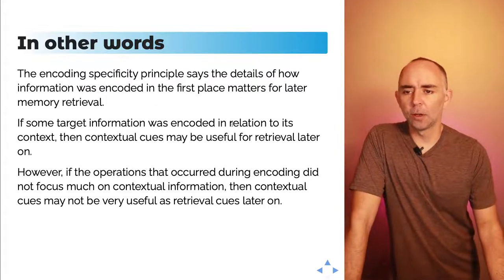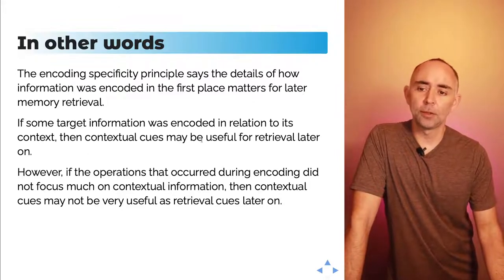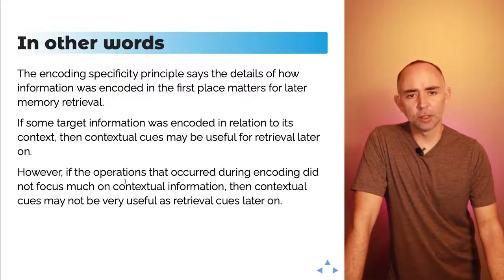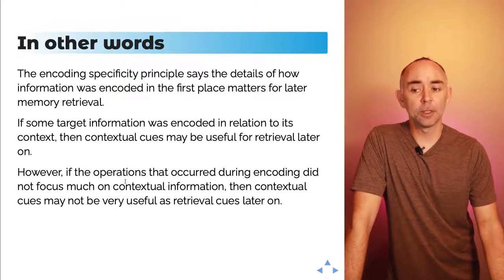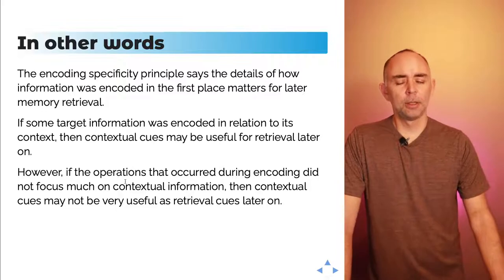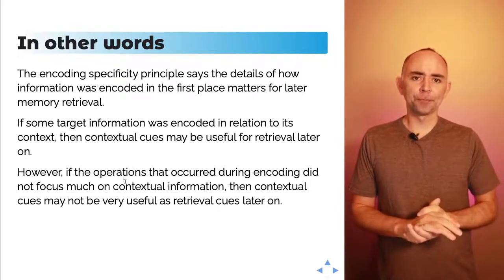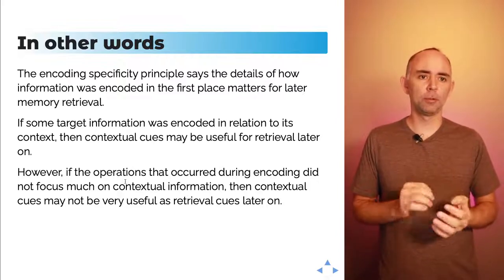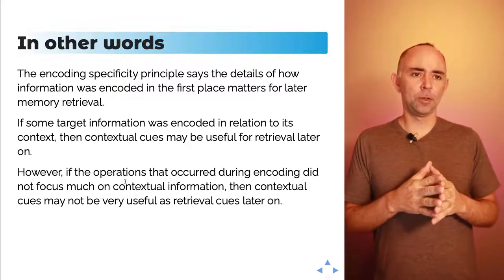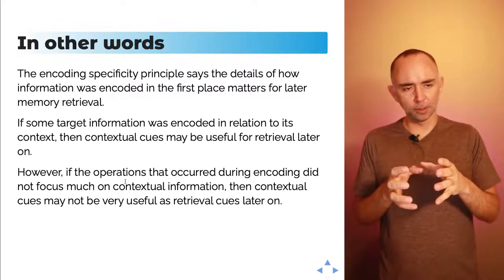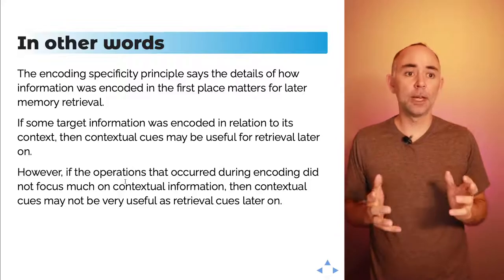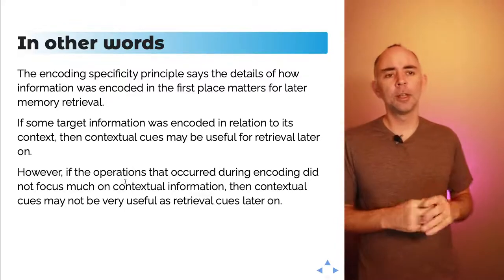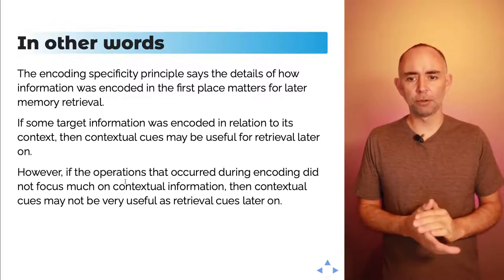If some target information was encoded in relation to its context, then contextual cues may be useful for retrieval later on. However, if the operations that occurred during encoding did not focus much on contextual information, then contextual cues may not be very useful as retrieval cues later on. One thing we can take away from this idea is that the environment that you're in, for example, isn't necessarily going to help or hurt your memory performance. If you had made meaningful connections between the things you're learning and the environment that you're in, then that environment might become an important retrieval cue for you. If you don't make meaningful connections between what you're doing and the environment that you're in, then the environment's not necessarily going to be an effective retrieval cue for what you're doing.